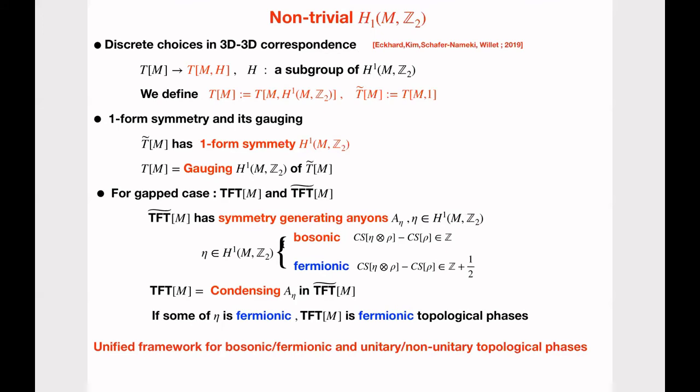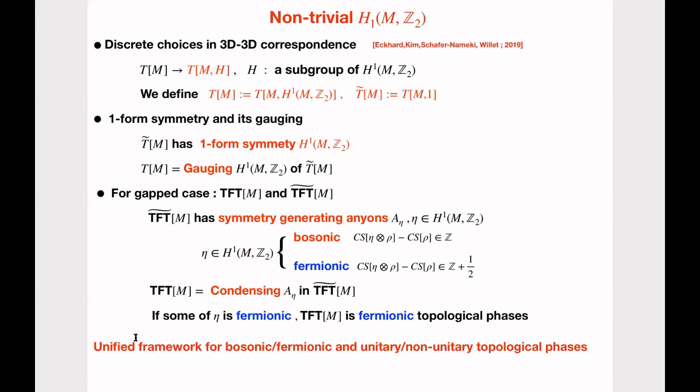Also, for a given symmetry-generating anyon, we can determine from the topological data whether this anyon is bosonic or fermionic. If the theory has some fermionic anyon, then after fermionic condensation, we obtain the fermionic topological phase. If all the anyons are bosonic, then we obtain the bosonic topological phase. In this way, we can obtain fermionic phases and also bosonic phases.